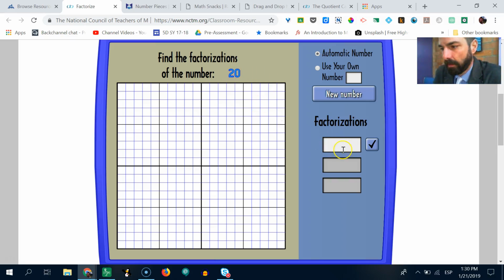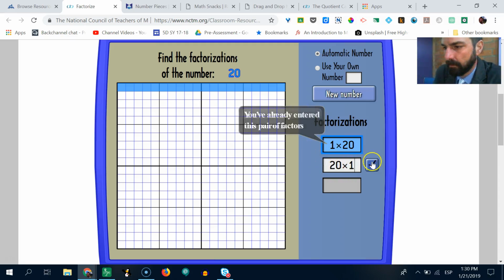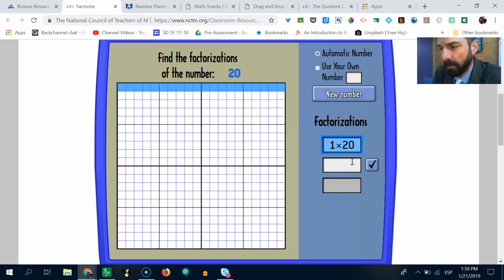If I look at this number 20, it's telling me that there are 3 sets of 2 factors. So I know one of them is always 1 times the number, or 1 times 20. And then they show it to you as a color. So they color this out. This is 1 by 20, and its value is 20. Can I do 20 divided by 1? Probably not. You've already entered this pair. Yeah, so it's looking for the distinct ones.